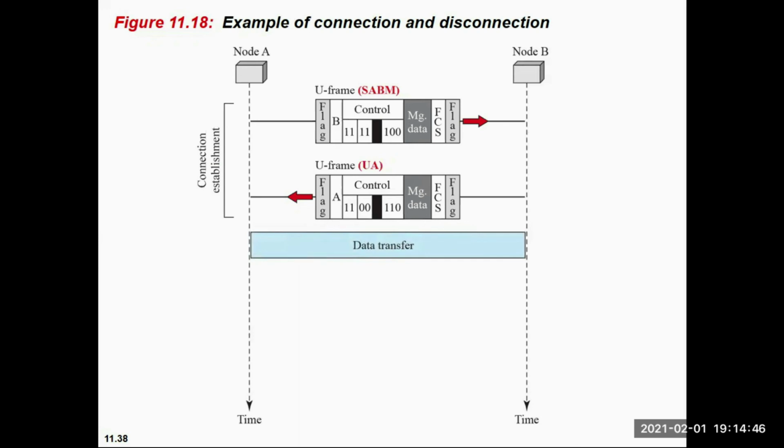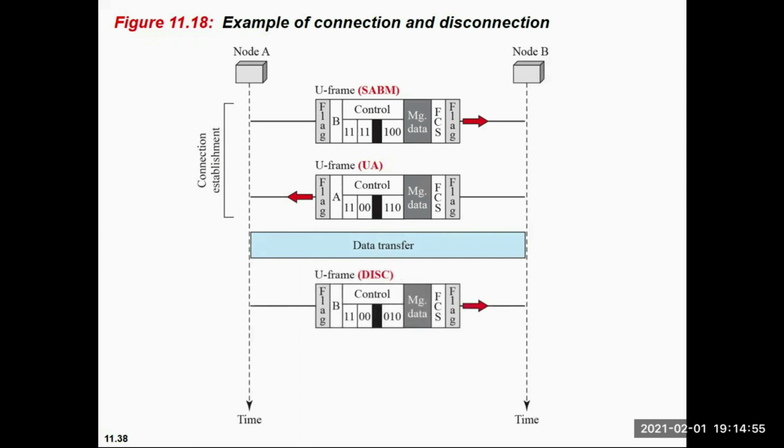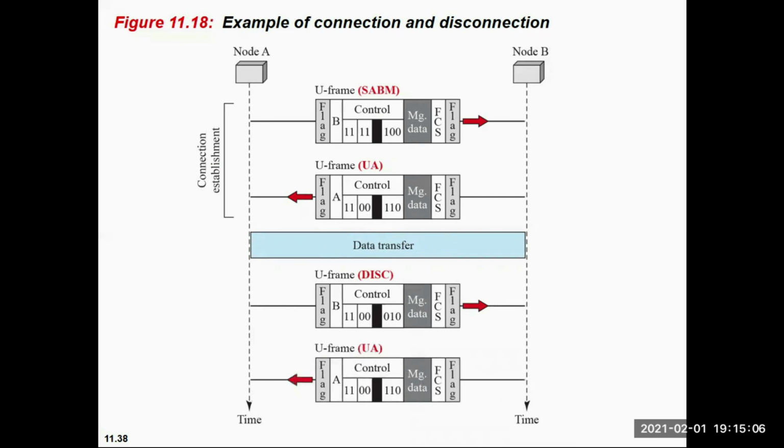After data transfer, node A sends a disconnect frame to release the connection. It is confirmed by node B responding with an unnumbered acknowledgement. So in this way, U-frame can be used for connection establishment and connection release.